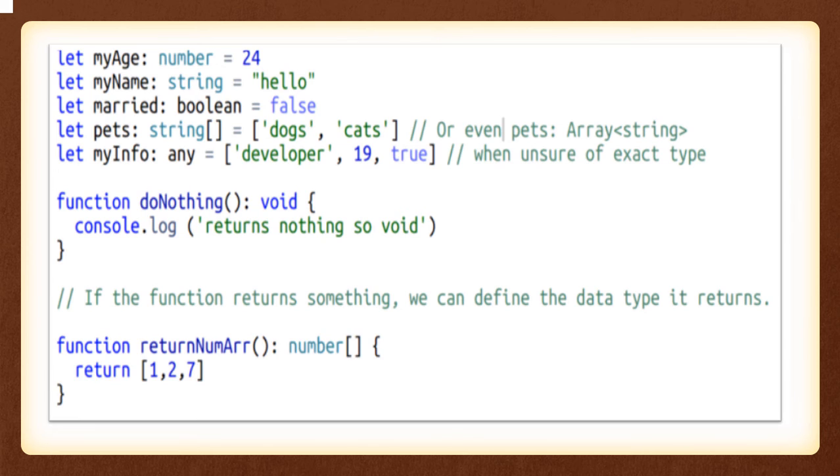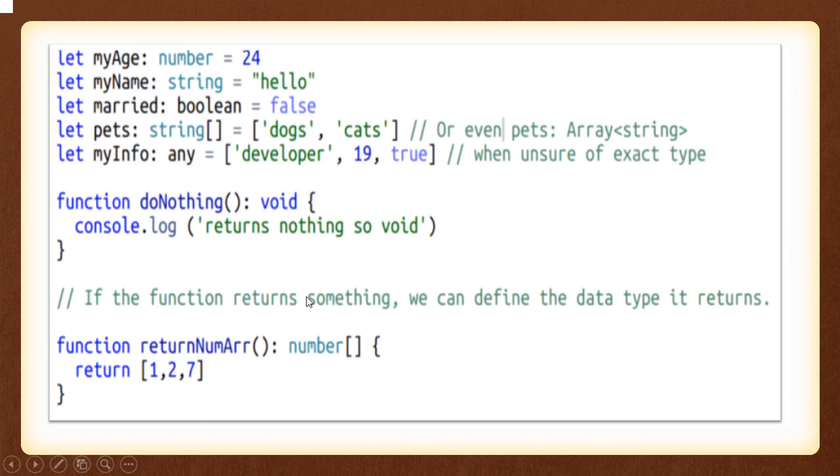Next, functions. Some functions will not return anything. If a function is not returning anything, the return type of that function is void, and if it is returning something, the return type is that data type. In this example the function does nothing and returns nothing, so the return type is void.